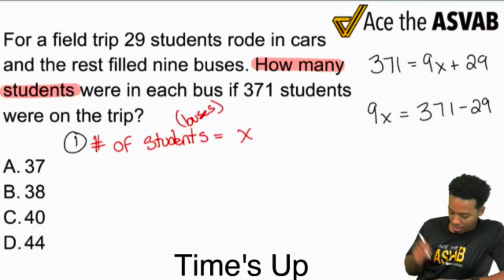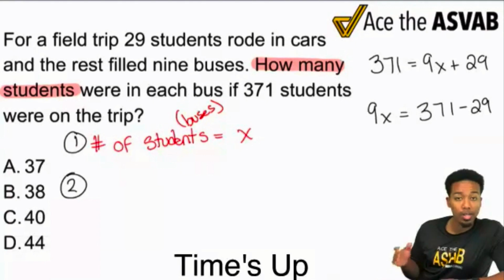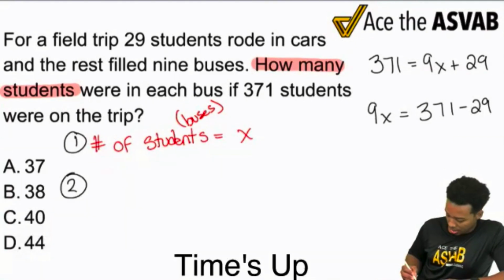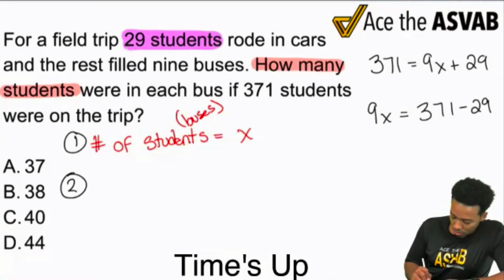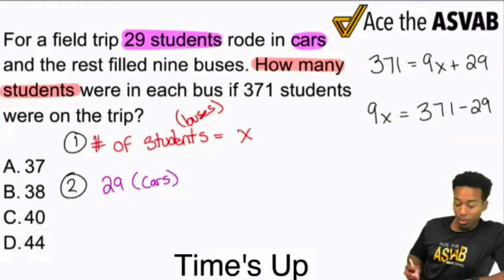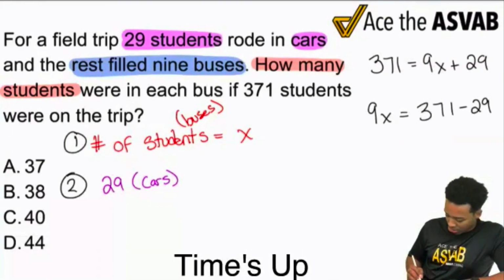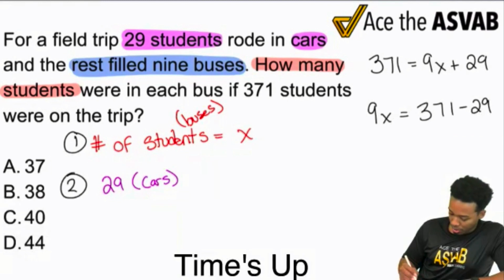Nice and easy. Now, number 2, let's go ahead and collect our information so we can tell a story. So what does the story say here? The story says the field trip, 29 students rode in cars. Okay. So 29 students in cars. Then next it says, okay, the rest filled 9 buses. The rest filled 9 buses. So I'll write that in blue here.